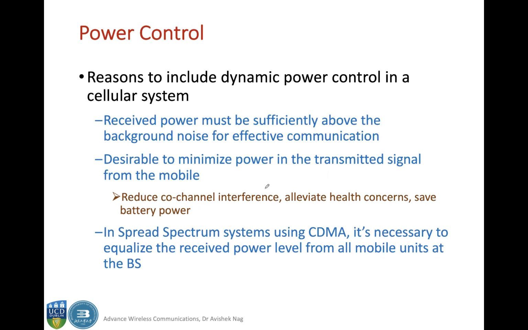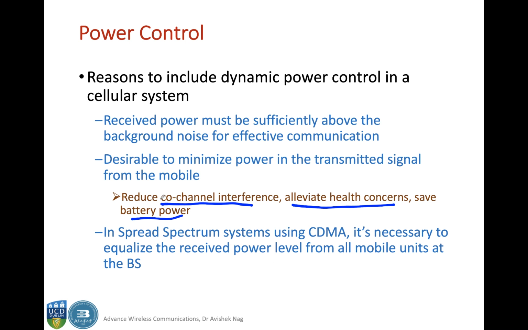So you need to have power control when you are using cellular networks. Okay, and the reason to include dynamic power control in a cellular system is that the received power must be sufficiently above the background noise for effective communication. At the same time, it is desirable to minimize power in the transmitted signal from the mobile. Okay, this is important to reduce co-channel interference, because of health concerns as well, and to save battery power.